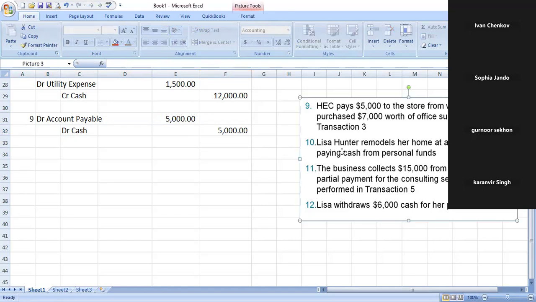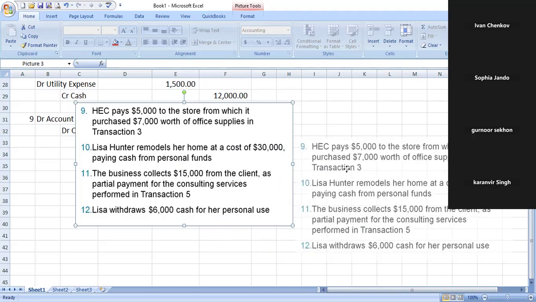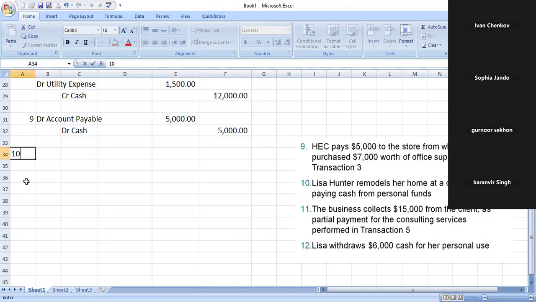Now let's see number 10. What happened in number 10? Lisa remodeled her home and she paid cash from her personal funds. What are we going to do with number 10? No entry. Or not applicable.